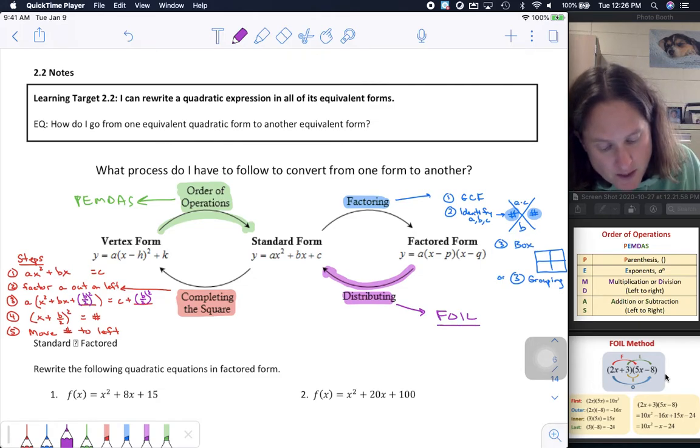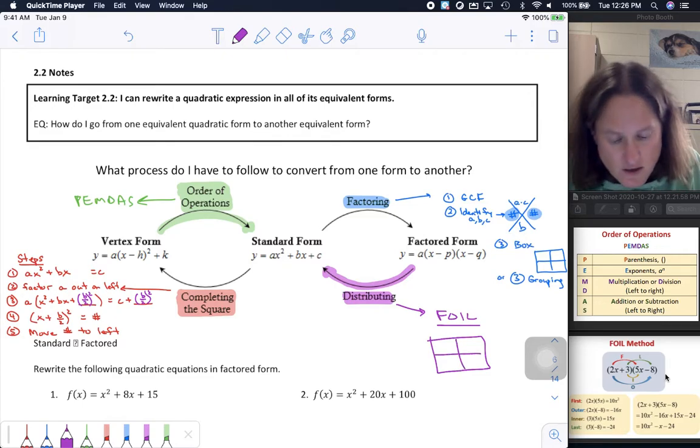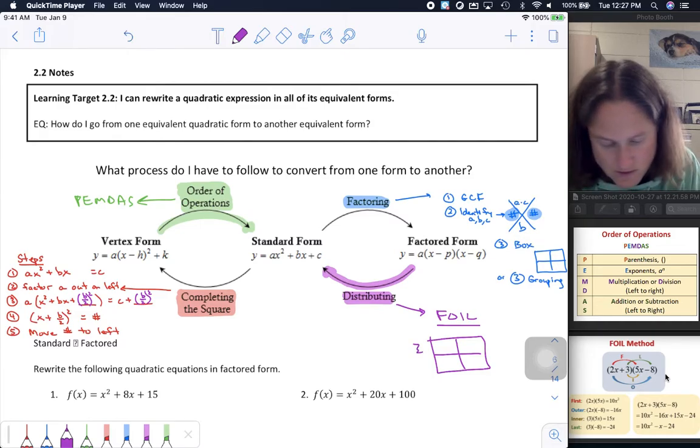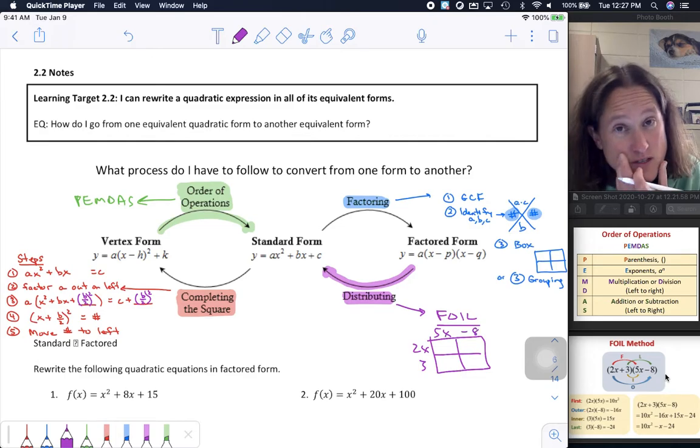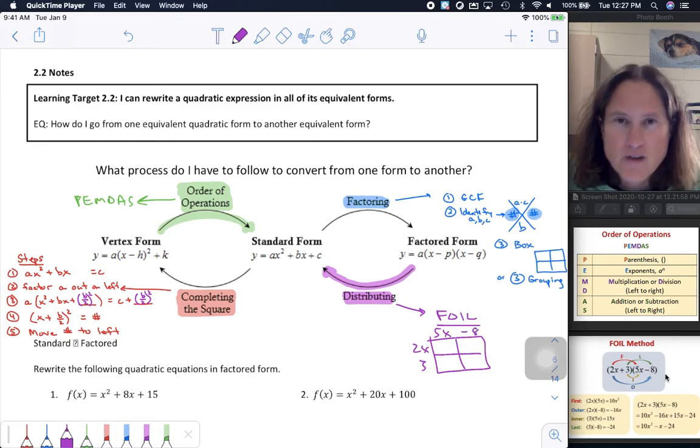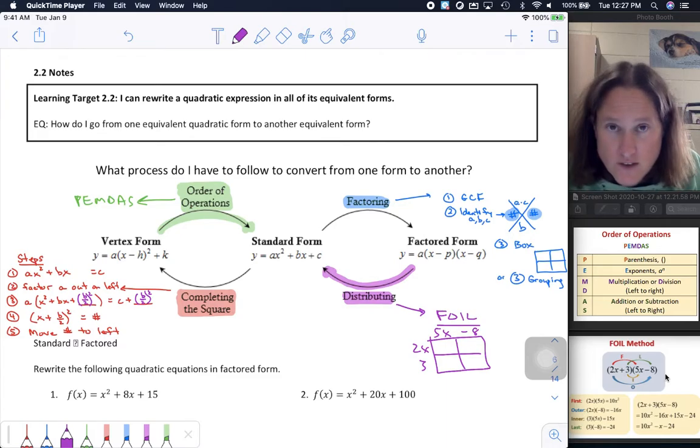Or your other option is to use that box method. It's the opposite of what we did with factoring, but instead you're going to put, for that example down there in the corner, the 2x plus 3 on one side, and then you're going to put the 5x minus 8 on the other side and multiply each part. Like I said, the opposite of factoring. So 5x times 2x is 10x squared. Negative 8 times 2x is negative 16x. 5x times 3 turns out to be 15x, and 3 times negative 8 turns out to be negative 24.